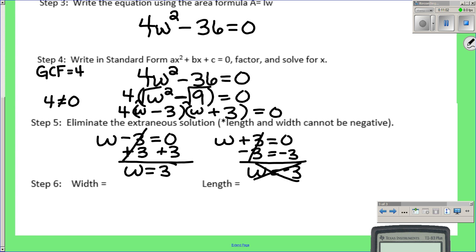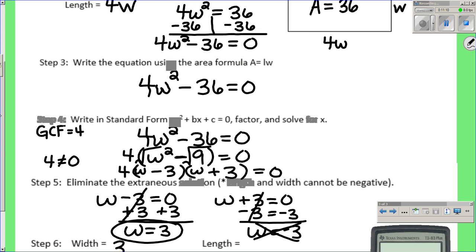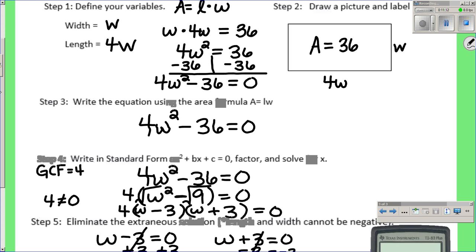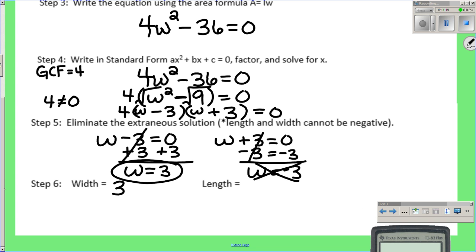So that means our width equals 3, and we still need to find our length. So this is why defining the variable is so important. If we scroll back up, we'll notice that the length equals 4 times the width. We now know our width is 3, so 4 times 3, the length equals 12. Thank you, and you have solved your first application problems with quadratics.